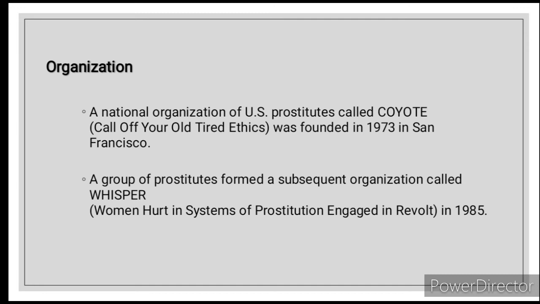COYOTE identified an important goal while substituting an image of prostitution as a kind of work and a behavior, with graphic accounts of women restrained by their customers in chains and ropes, burned with cigarettes by their pimps, and generally worthy of civil rights protection. Next is WHISPER, or Women Hurt in Systems of Prostitution Engaged in Revolt. This organization depicts the downside of prostitution, women degraded sexually for money they need in order to live.